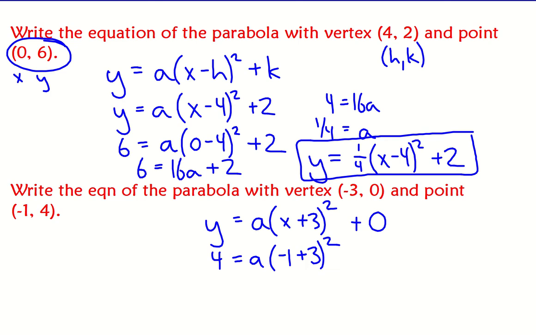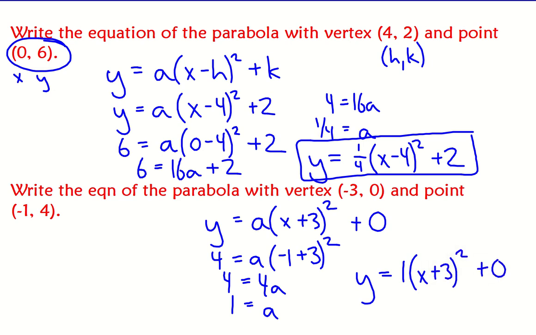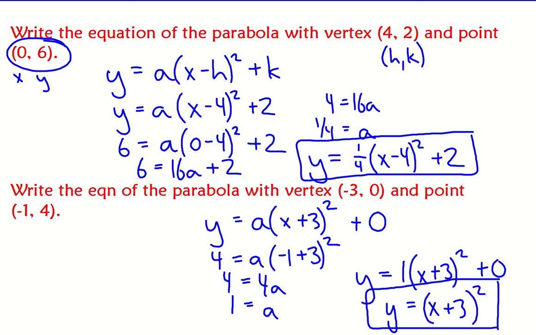Negative 1 plus 3 is 2, and then 2 squared is 4. So I get 4a equals 4, which means in this case, luckily for us, we get a equals 1. And I can go back up and put that in my equation. So I get y equals 1 times (x plus 3) quantity squared plus 0, which of course really just means y equals (x plus 3) quantity squared. The 1 and the 0 are unnecessary, so we don't really need to or want to keep them. And that would be our equation. That's in vertex form. You can also see that that's in transformation form because we can tell that the vertex has been shifted to the left 3 units.